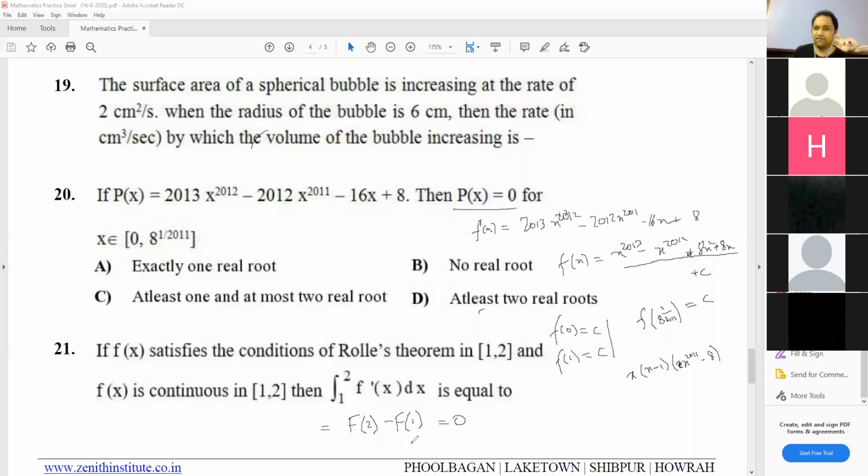इतना तो integration you definitely would have done in physics कि f dash x dx from 1 to 2 will be f of 2 minus f of 1. है ना? Yes, sir.